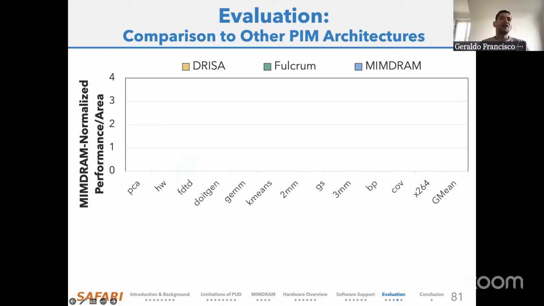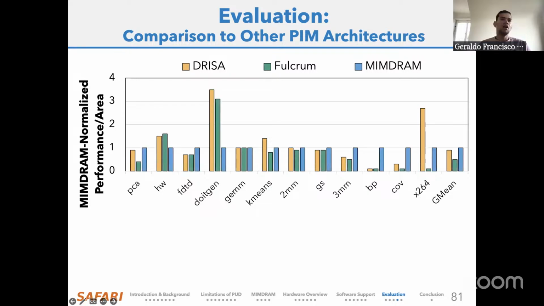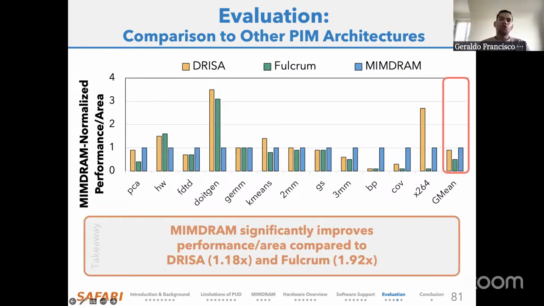Finally, we compare MIMDRAM to other processing-in-memory architectures for our 12 applications. For fairness, we report performance normalized by area, since such processing-in-memory architectures incur significant area cost to the DRAM chip for computation. We evaluate the performance of DRISA, Fulcrum, and MIMDRAM, and values here are normalized to MIMDRAM. We observe that on average across all of the applications, MIMDRAM improves performance per area compared to both DRISA and Fulcrum.